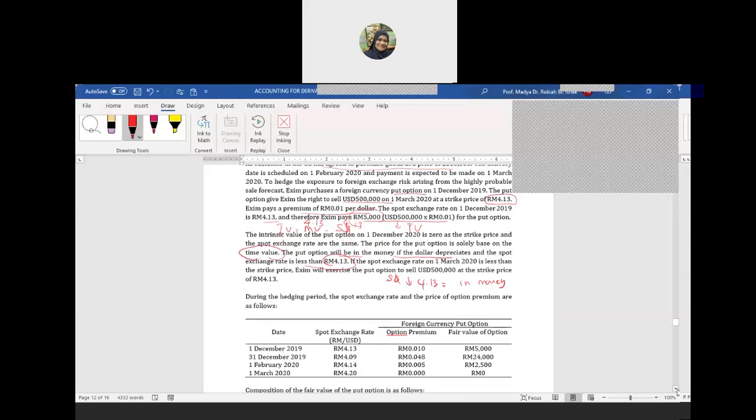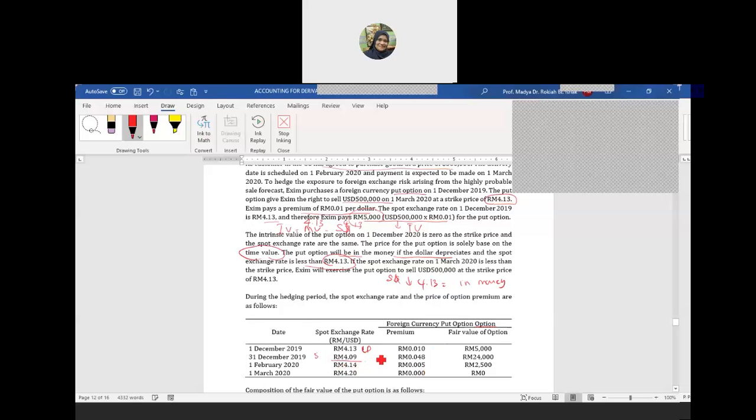If you look here, the spot rate on 1st of December is 4 ringgit and 13. This is at the contract date, the date when you have the options. So this is your contract date. On 31st December, the rate becomes 4.09. 4.09 is below your exercise price. So below the exercise price is still okay.